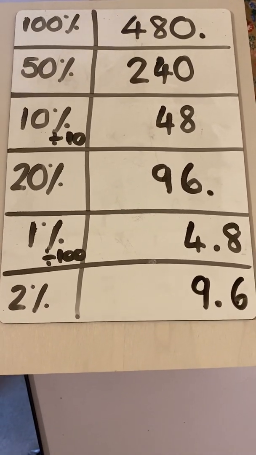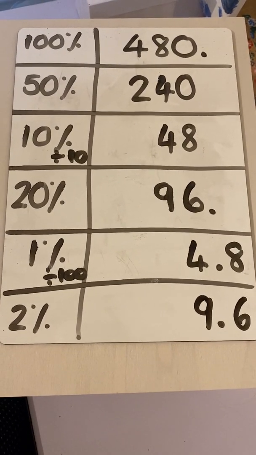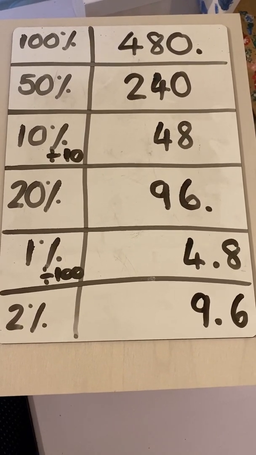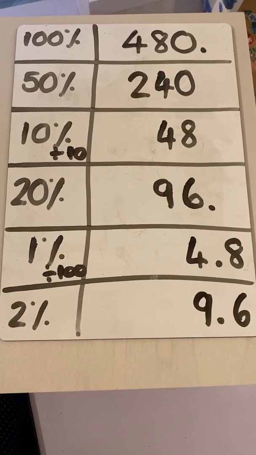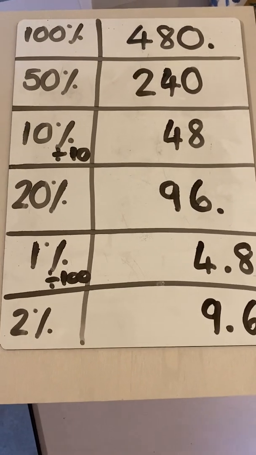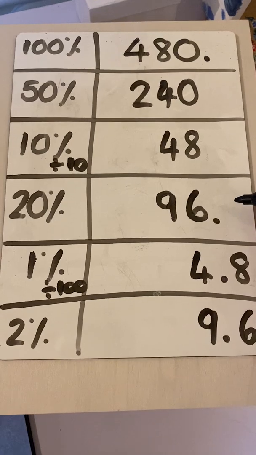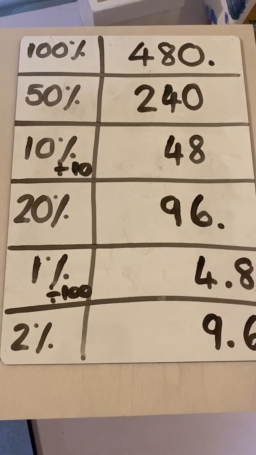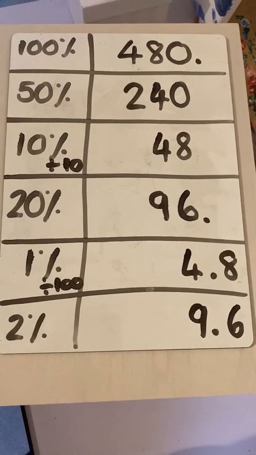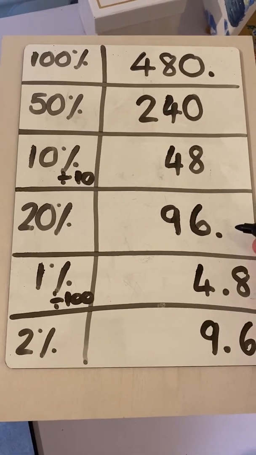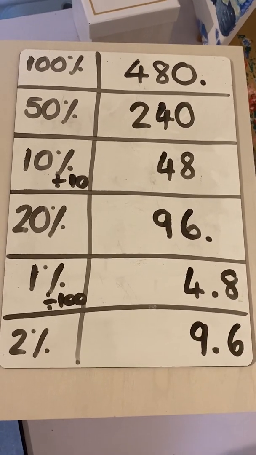So now I've filled that in, I should be able to find any percentage of 480. So if, for example, I wanted to find 70% of 480, I know that all I need to do is add my 50% and my 20% together to find 70%. What if I wanted to find 23% of 480? I can work out that I would add my 20%, my 1% and my 2%, and that would give me my answer.